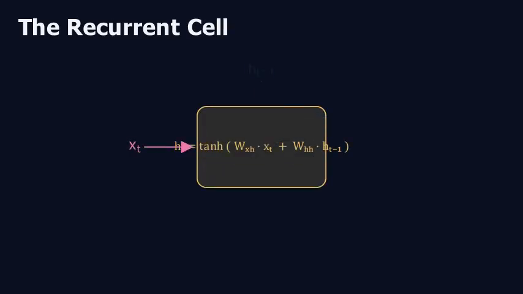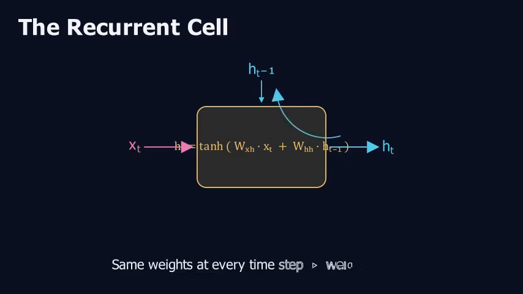Here is the recurrent cell. At each time step, it takes the current input and the previous hidden state, blends them through a tanh, and produces a new hidden state. The same weights are used at every step. Unrolled across time, it looks like one long, deep network where every layer does exactly the same job.